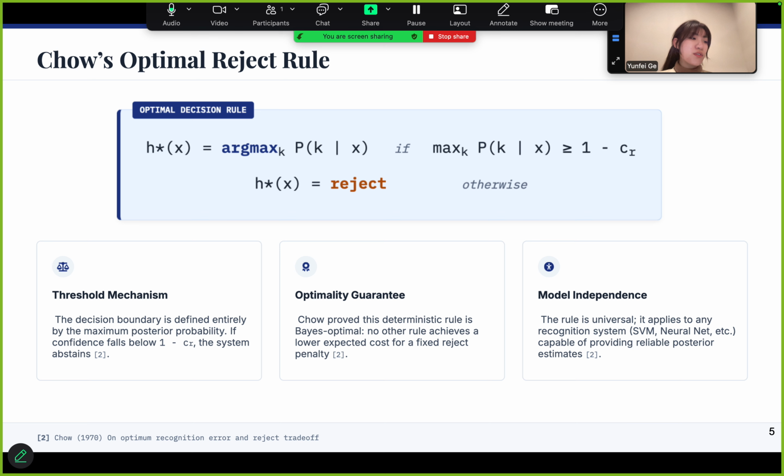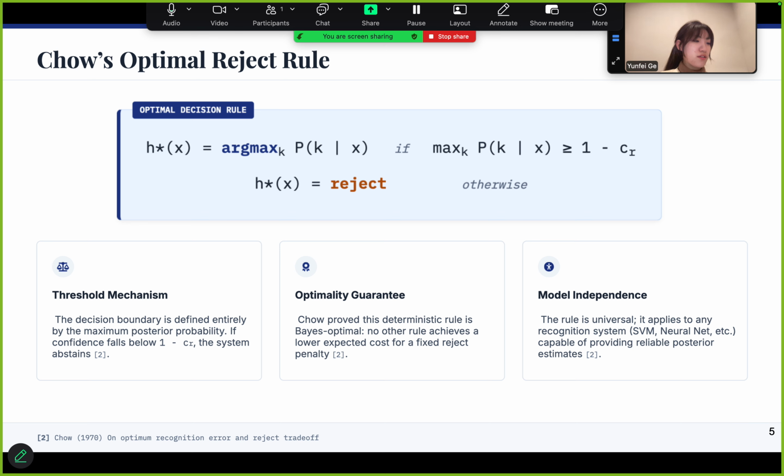Two things make this result really important. First, Chow proved it is Bayes optimal. No other deterministic rule achieves a lower expected cost for the same reject penalty. You literally cannot do better than this rule, as long as you have calibrated posteriors and a fixed cost. And second, the rule is model independent. It does not care whether your classifier is an SVM, a neural net, or a nearest neighbor rule. As long as you can produce posterior estimates, the threshold logic applies.